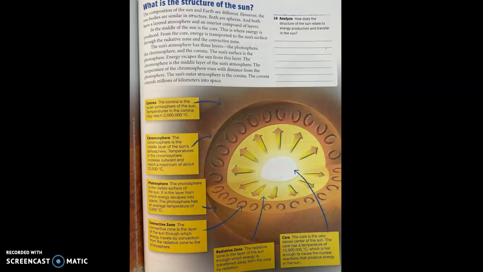The corona is the outer atmosphere of the sun. Temperatures in the corona may reach 2 million degrees Celsius. The chromosphere is the middle layer of the sun's atmosphere. Temperatures in the chromosphere increase outward and reach a maximum of about 20,000 degrees Celsius.